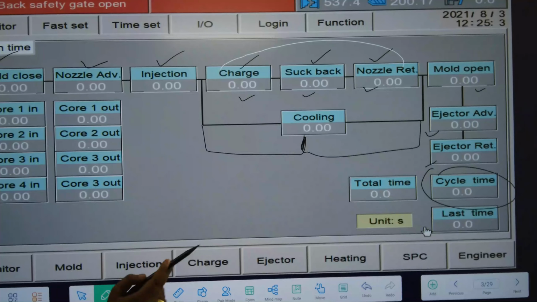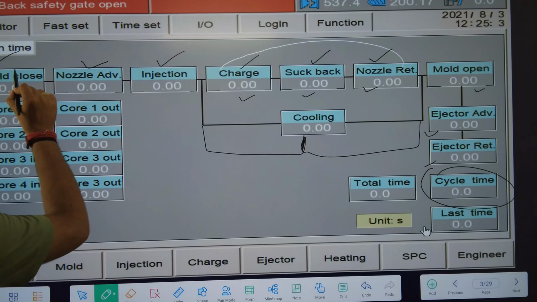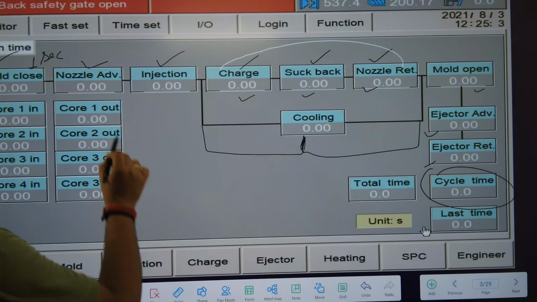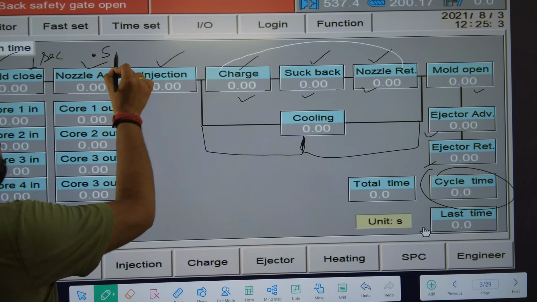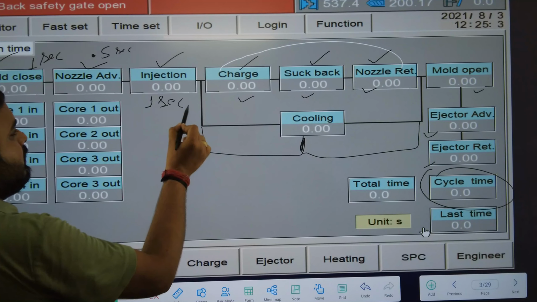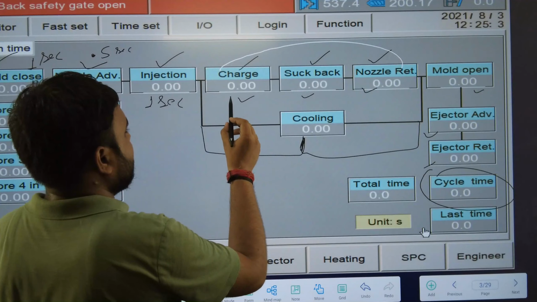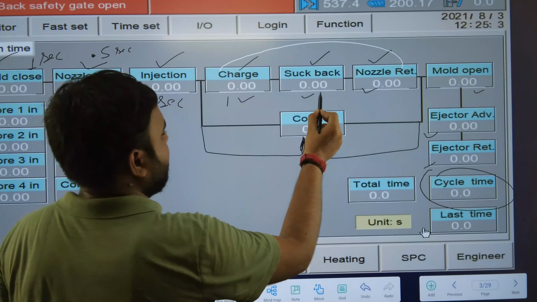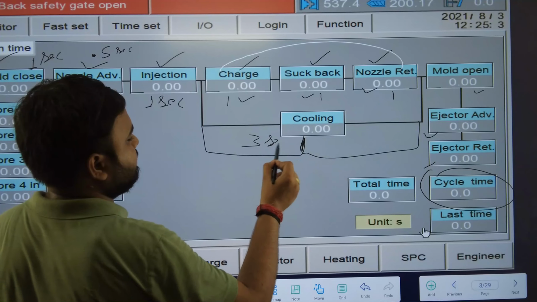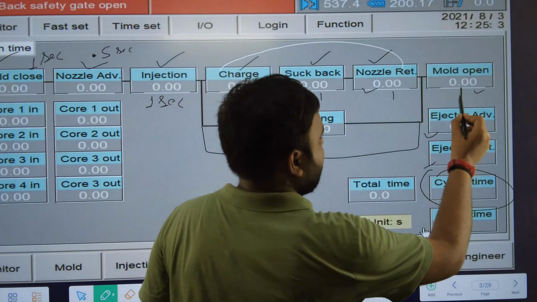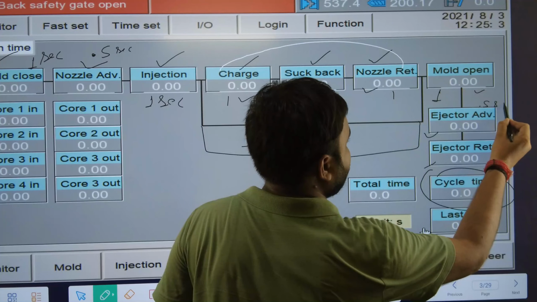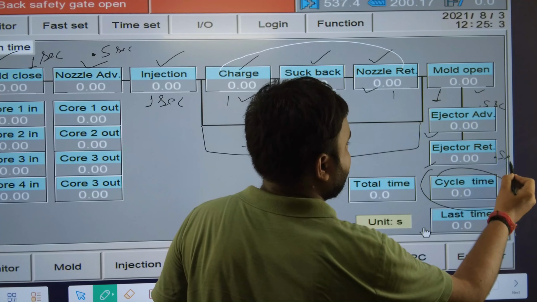So let's start. For example, our machine took 1 second for closing the mold, and for nozzle advance it took 0.5 seconds. For injection we are giving 1 second, for charging 1 second, suck back 1 second, nozzle retract 3 seconds, and for cooling I am giving 3 seconds. Mold open 1 second, ejector advance 0.5 second, ejector retract 0.5 second.